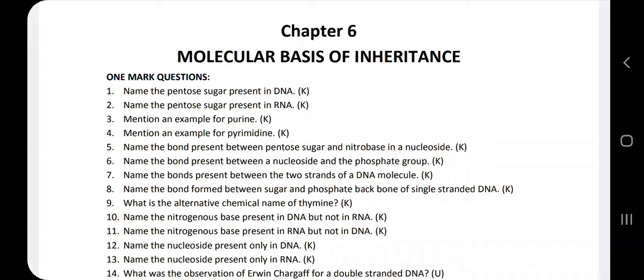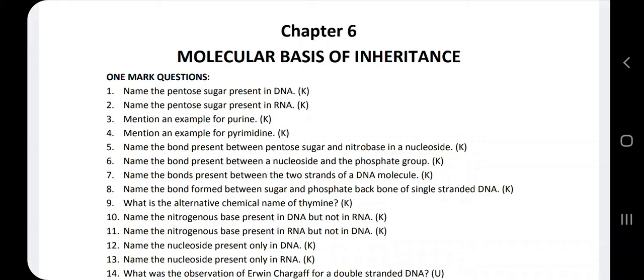The pentose sugar present in RNA is ribose sugar. Because of the presence of ribose sugar, it is called ribose nucleic acid. Third question: mention an example for purine.